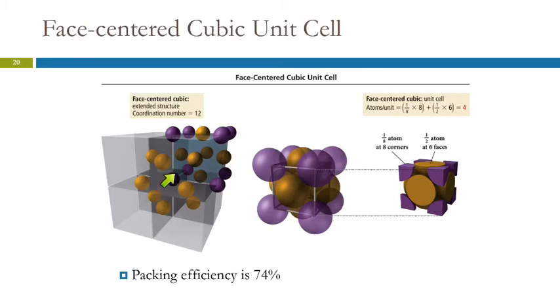And then you look in here, and good luck counting those. I'm just going to believe them. The coordination number is 12. Packing efficiency is 74%.